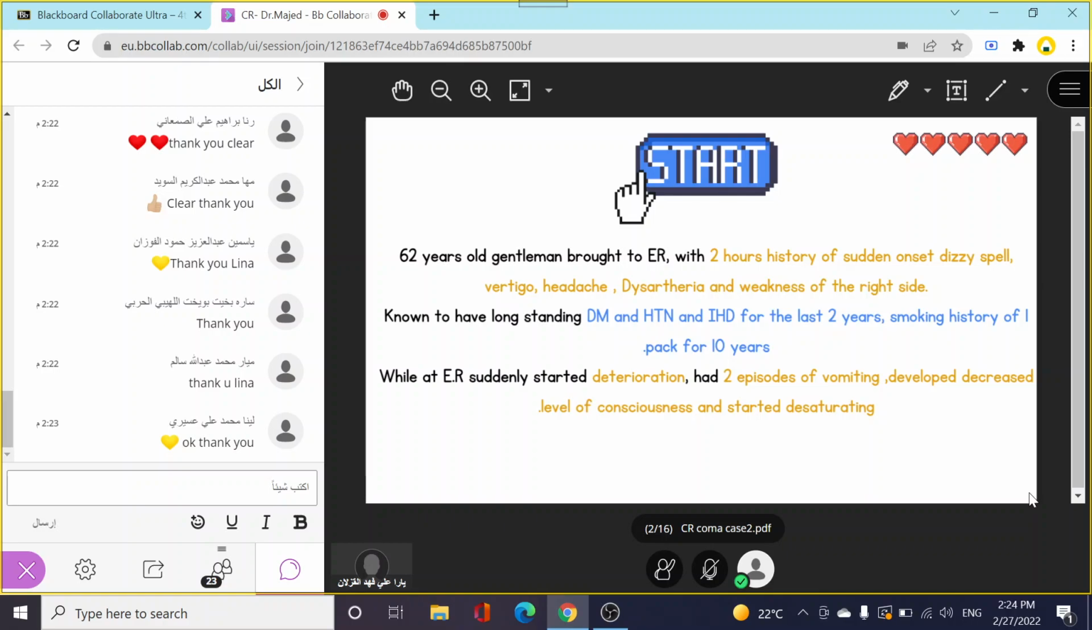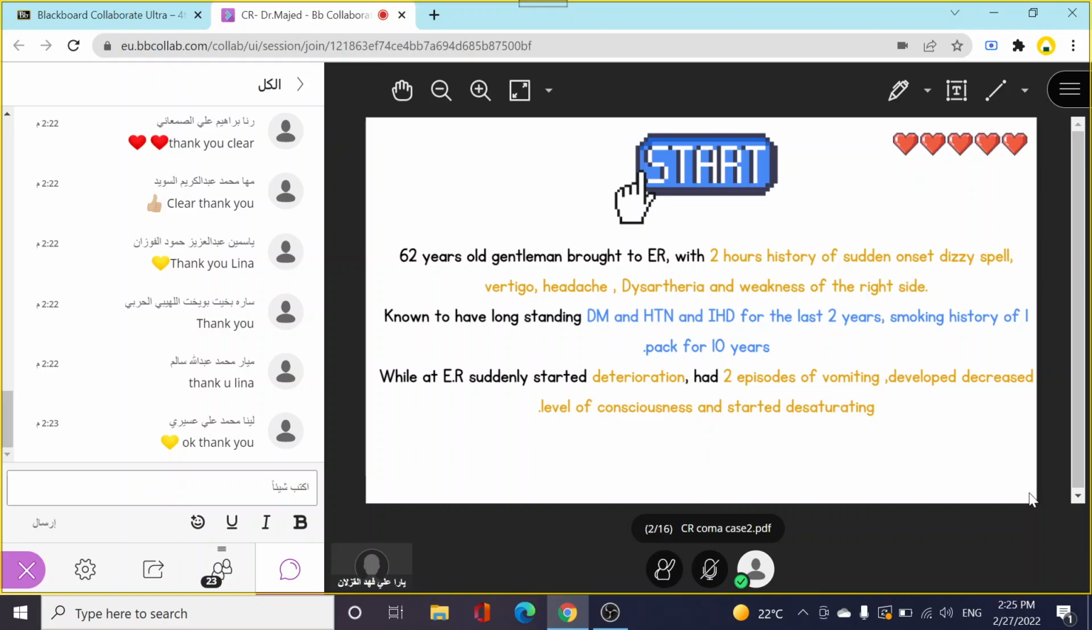So all of the first lines will indicate that it's an acute onset of a disease. It's not really specific for any cause, while his past medical history is making me think of a stroke, since he's diabetic, hypertensive, and has ischemic heart disease. So all of these are risk factors for ischemic stroke because of the atherosclerosis. Also, he has a smoking history.